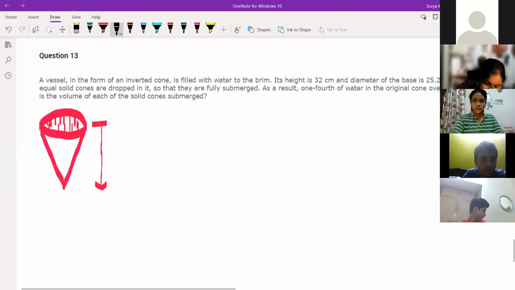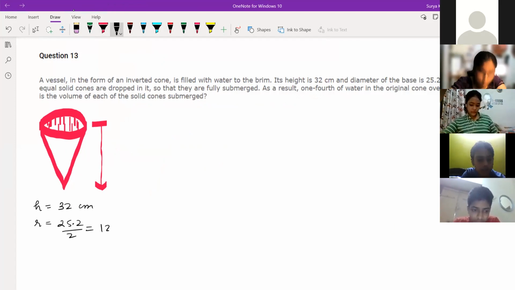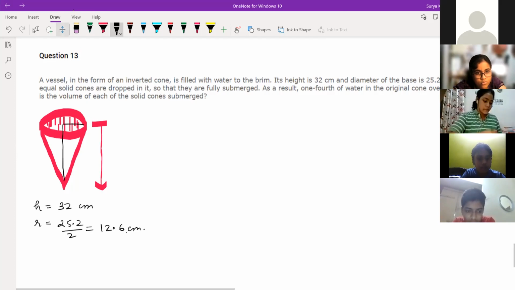So the height of this cone, H, is equal to 32 centimeter. Diameter of the base is given, so you can write the radius. Radius is 25.2 divided by 2. So what will you get? 12.6 centimeter. This is the radius and the height is given. We can find L also if you want.